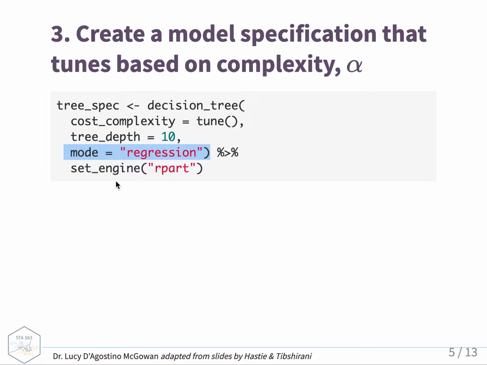And then finally, we need to set the engine. And so here I'm going to set the engine to rpart. And that's because the rpart package, that's the name of the package that does these decision trees. And so like we set our engine previously to glmnet when we were doing ridge and lasso, or to lm when we were fitting just a simple linear model, here we're going to set the engine to rpart.